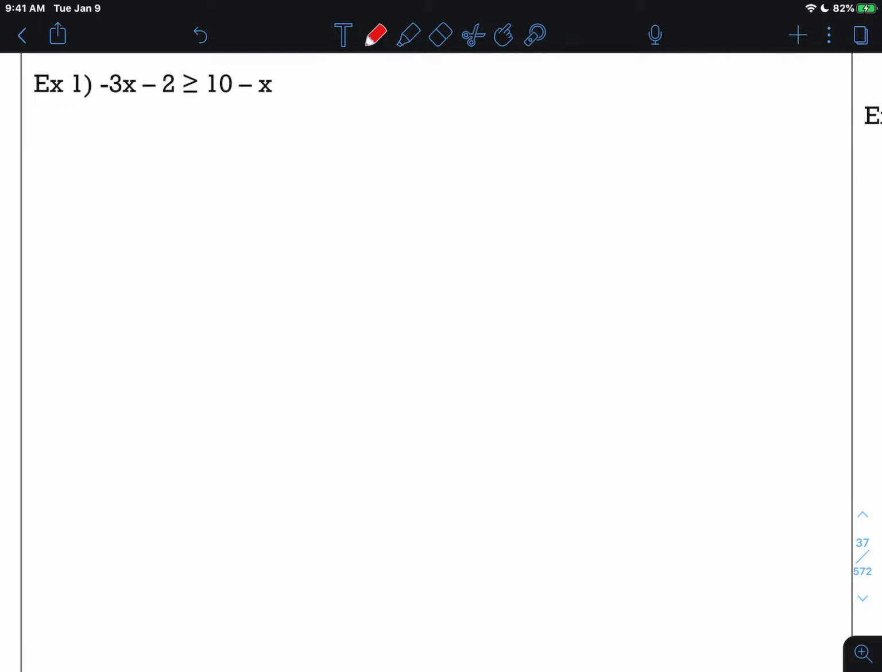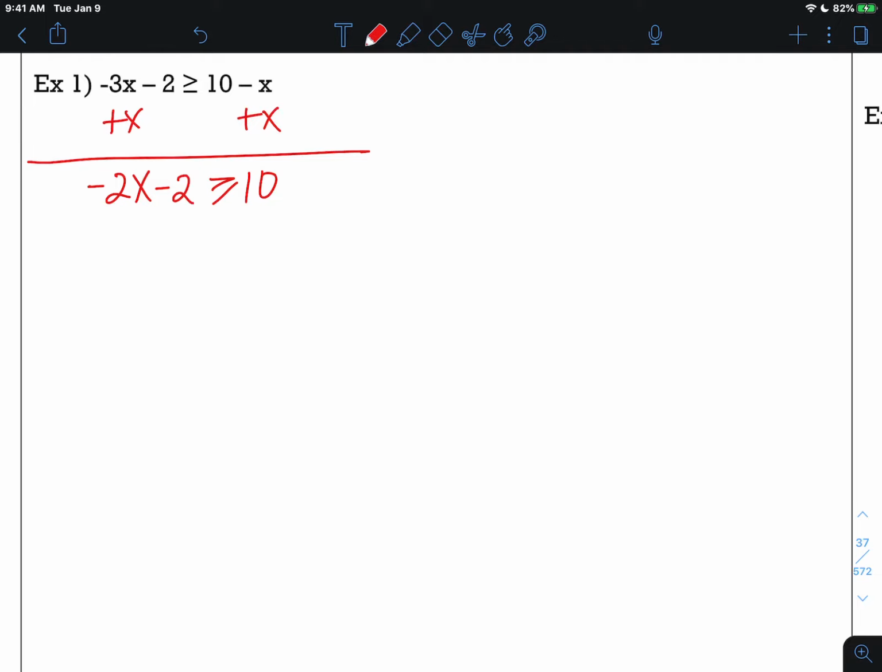So over here I see a -3x and a -x, but that -x is on the right side, so I want to get it to the left, so I'm going to add it. Okay. Now, I automatically put in the symbol, but I still have to ask myself, did I multiply or divide by a negative number on both sides? No. So my symbol stays the same.